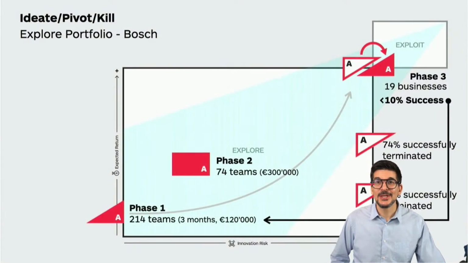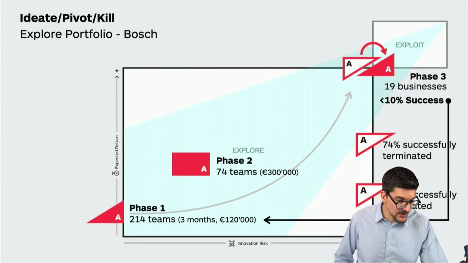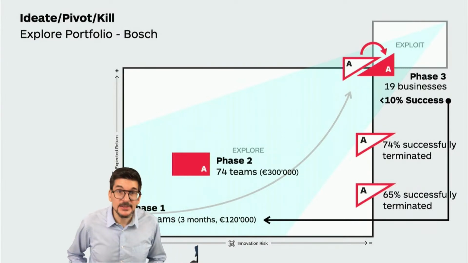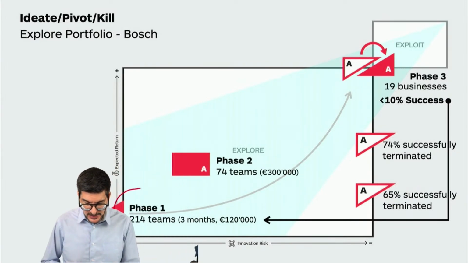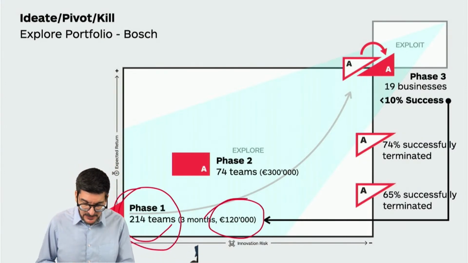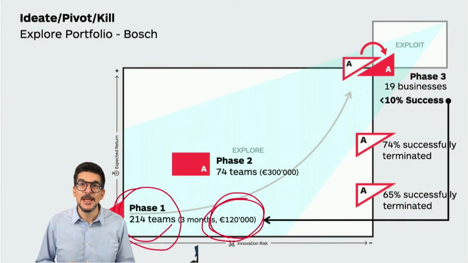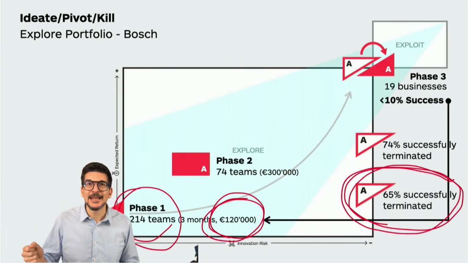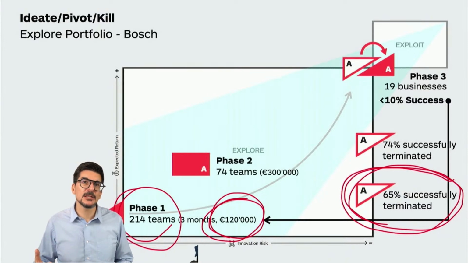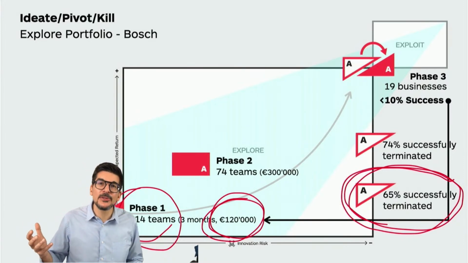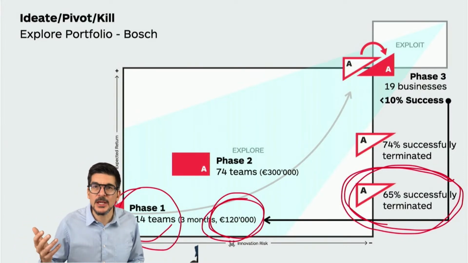Okay, so you can see, and this is always very, very provocative for many people to understand, we went from 214 teams here. We gave them the opportunity to experiment with a relatively small budget, 120,000 euros. And here's what's important. After 3 months, they killed, and Uwe says successfully terminated, 65% of the projects, because it's okay. Nobody failed technically. It's just, oh, there was nothing there. People were too early. Customers were not interested.